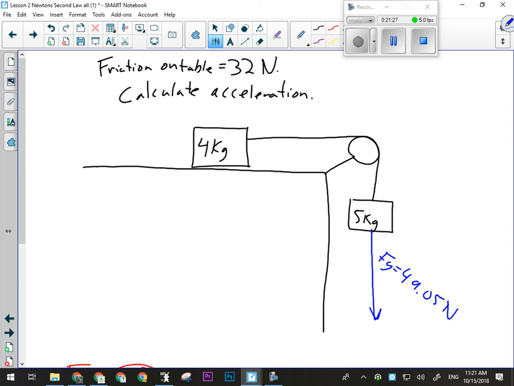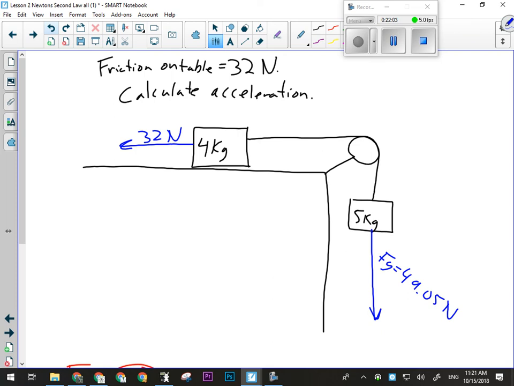Okay, then if I look at the 4 kilogram mass, yes, gravity's pulling on the 4 kilogram mass, but the table is pushing back up, and those two forces do what to each other? They cancel each other out. So I'm not even going to bother with those two forces. They're not important for what I'm doing. I'm going to take them right off. But what I do know is that there's a force of 32 newtons, which is friction, resisting the movement of the 4 kilogram mass. So there's only 2 forces. Gravity pulling on the 5 kilogram mass, friction pulling on the 4 kilogram mass.